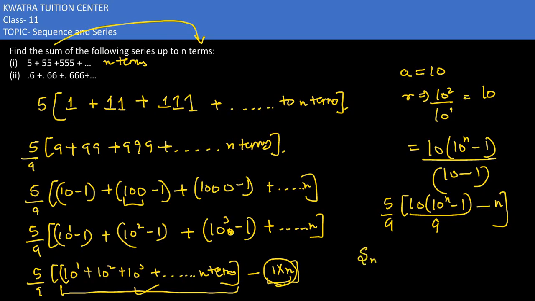So what would be the last value here? That's right, 50 would be there here. 9 into 9 would be 81. 10 to the power n minus 1 is there. Then 5 multiplied by n and divided by 9 in this case. So this would be your entire expression for the sum of the nth terms.